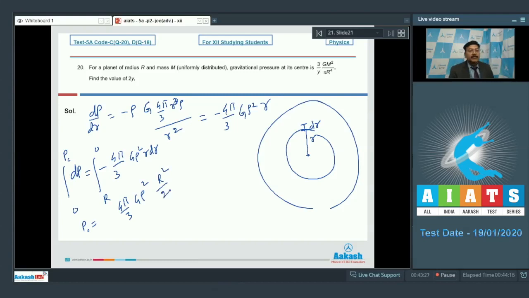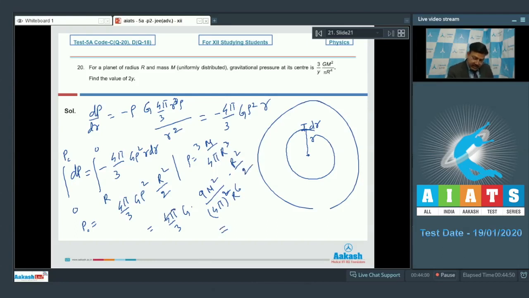Now we have to get rid of rho and put capital M there. We know that rho is equal to capital M by 4 pi by 3 r cube. So let's substitute that. We get 4 pi by 3 G, and the square of this will be 9 m square by 4 pi square r to the power 6, into r square by 2. This can be simplified further. We remove the square, and this is 3. So this is equal to 3 capital G m square divided by 4 pi r to the power 4, and in fact, there is a 2 also, so this is 8 pi r to the power 4. So we can see that the value of y is 8 here, and so 2y will simply be 16. So our answer to question 20 is 16.